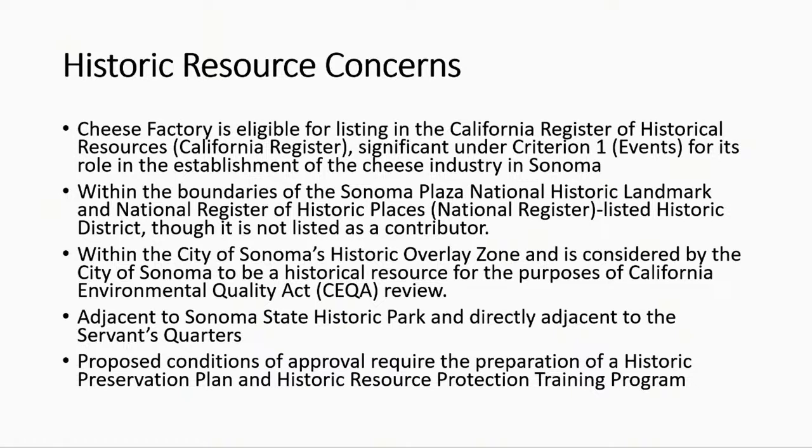So the cheese factory itself is eligible for listing in the California Register of Historical Resources under Criterion 1 for events, for its role in the establishment of the cheese industry in Sonoma. In addition, it's also located within the Sonoma Plaza National Historic Landmark and National Register of Historic Places. It is not a contributor. So in those districts, we have a defined area, and some buildings are contributors to the district and some are just within it. So it's not a contributor, but it is within it. So an issue of concern for the overall design. Additionally, it's located in the City of Sonoma's Historic Overlay District and is considered a historic resource under the California Environmental Quality Act.